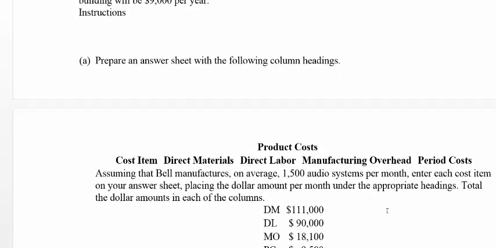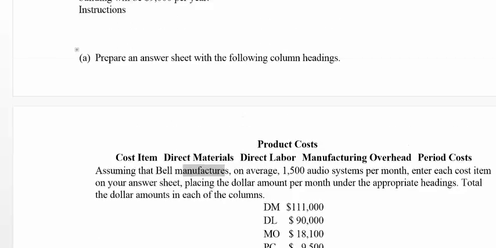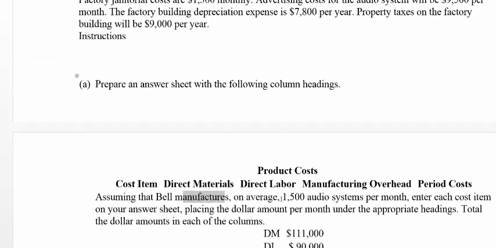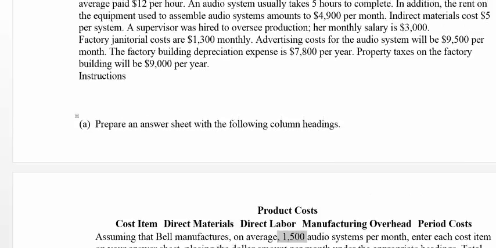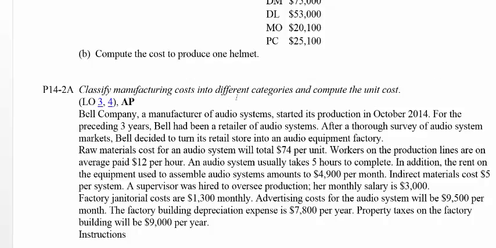Alright, so we are going to be manufacturing 1,500 of these audio systems per month. They want us to calculate the total of direct materials, direct labor, manufacturing overhead, and then also the period cost based on the information that's given. So again, notice right here it says 1,500 systems per month, and we are going to be calculating out per month how much these items are going to cost us in total.